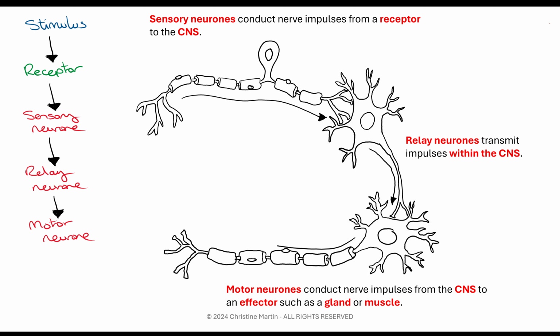That will then be passed on to another neuron, which is called a motor neuron. Now, the motor neuron is going to conduct the nerve impulses from the central nervous system to the effector. And that effector, as we said before, can either be a gland or a muscle. And the effector is the one which is going to carry out the response.